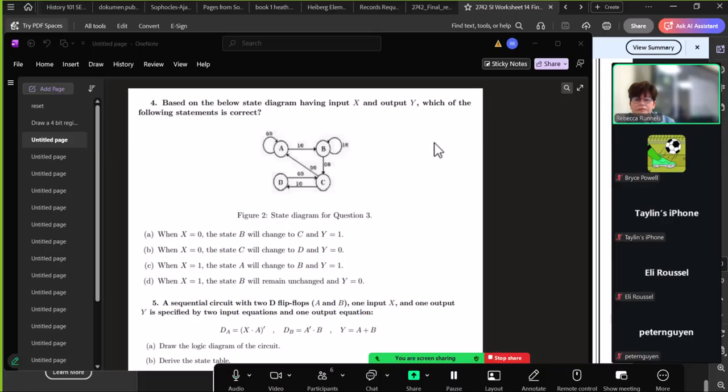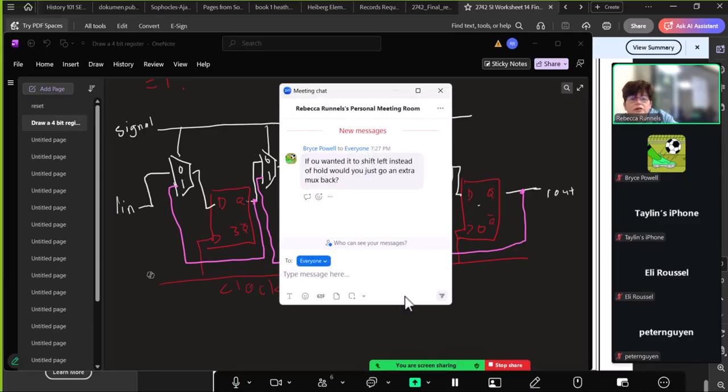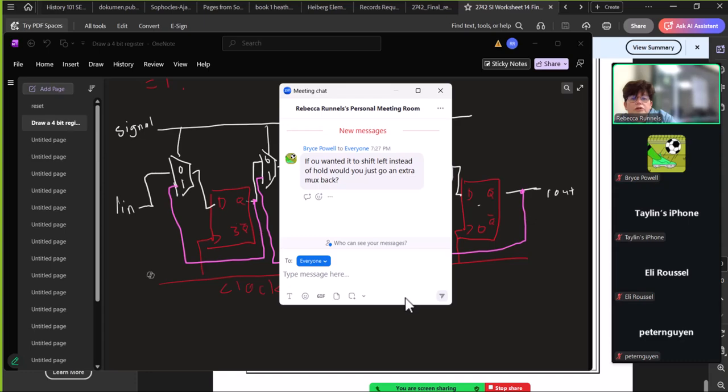Could we real quick go back to the 4-bit register so I can take a picture? Yeah. Oh, there's someone in the chat. And again, it's James's fault for not letting me know. Okay, if you want to shift left, would you just go an extra mux back? Yes, you would. That's correct. Rather than going from the one forward, you'd go to the one behind it.